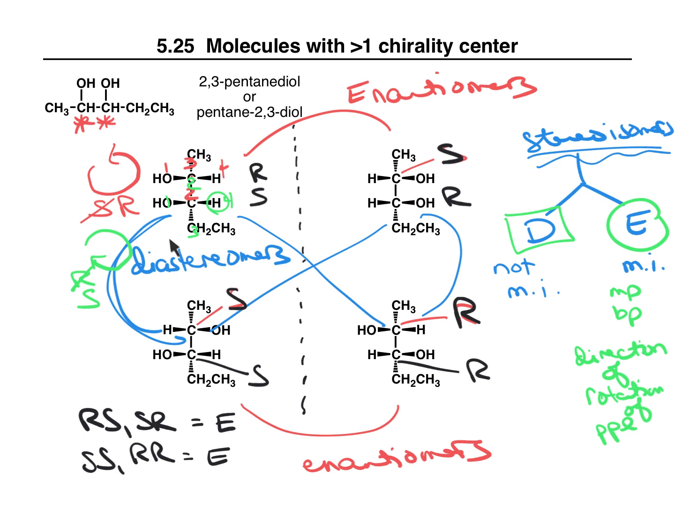Now, if we look at the top left compared to the bottom left compounds, we are talking about RS compared to SS, and this is a pair of diastereomers. RS compared to RR is also a pair of diastereomers. So notice one configuration is opposite, but one of them has remained the same. So if all of our chirality centers are the opposite, then we're talking about a pair of enantiomers. If not all of the chirality centers are opposite, then we are looking at a pair of diastereomers.